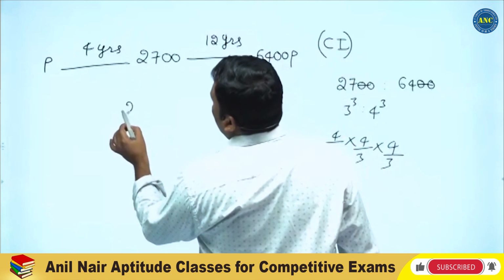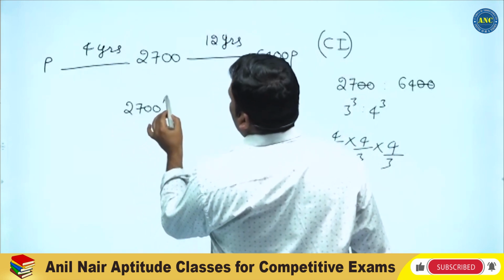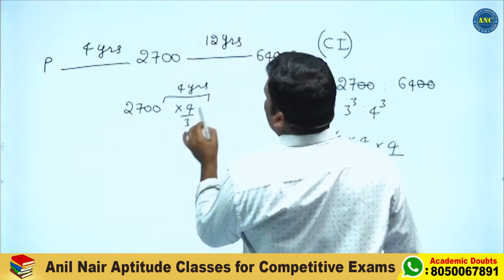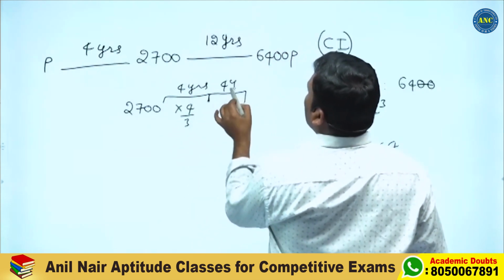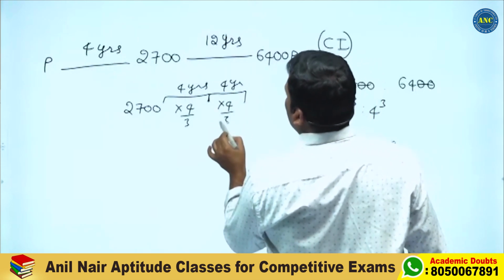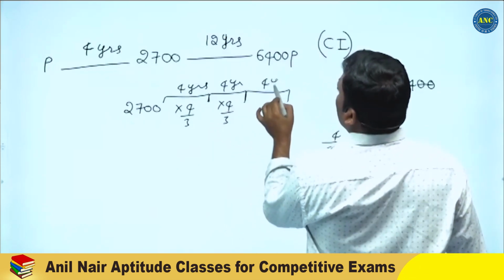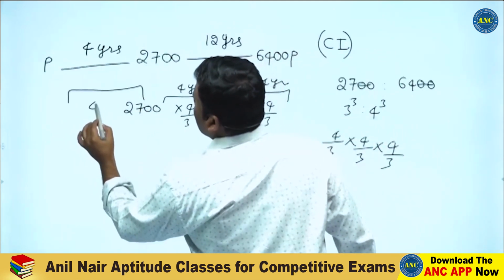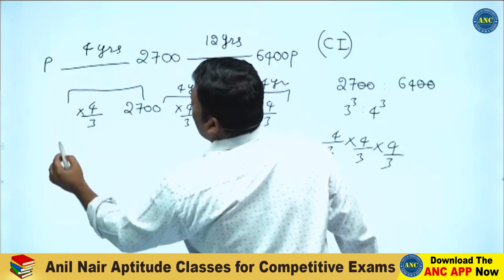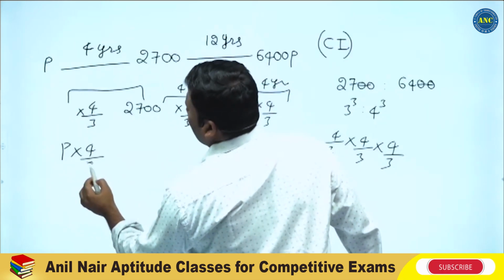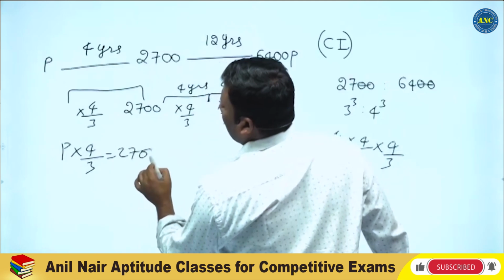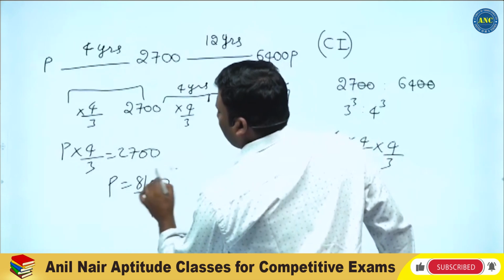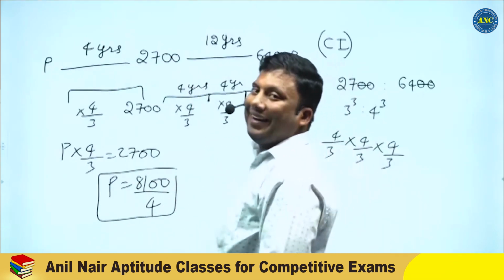That means 2,700 after 4 years, scaling factor is 4 by 3. Again after 4 years, scaling factor is 4 by 3. Again after 4 years, scaling factor is 4 by 3. So before 4 years, P into 4 by 3 is equivalent to 2,700. P will become 8100 by 4. I hope the idea is clear.